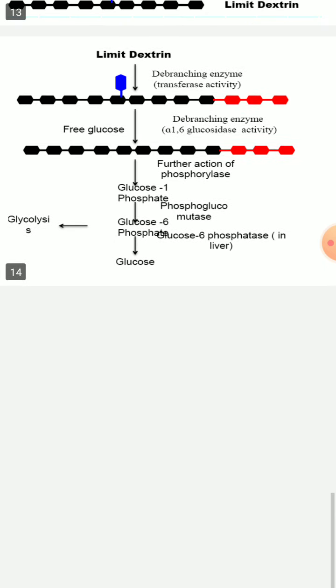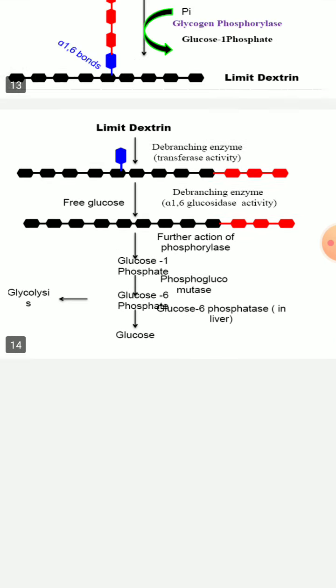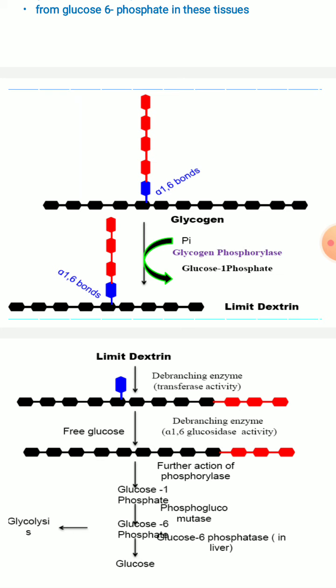Further, it undergoes the mutase reaction to form glucose 6 phosphate, and it is further acted upon by the glucose 6 phosphatase enzyme only in the liver and intestine, right? Not in the brain and the muscle. This enzyme will be absent, so glucose is not formed, whereas glucose 6 phosphate enters into glycolysis as such. It mainly depends upon the tissue.